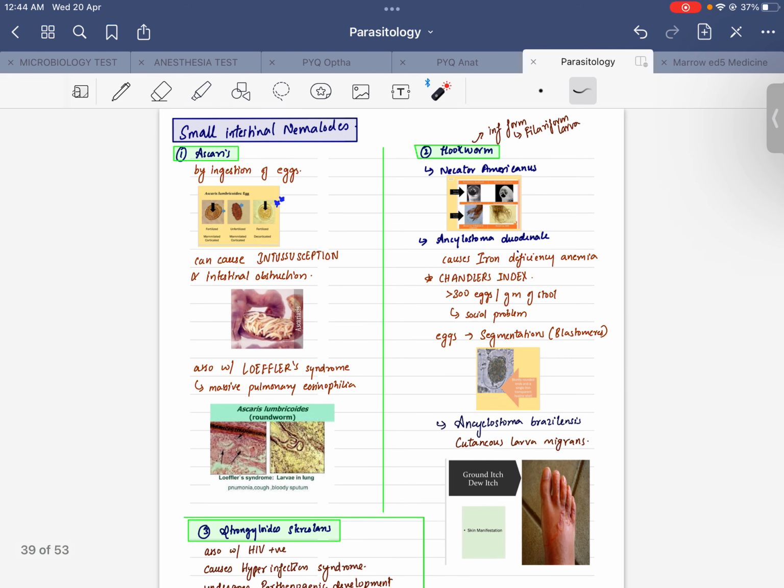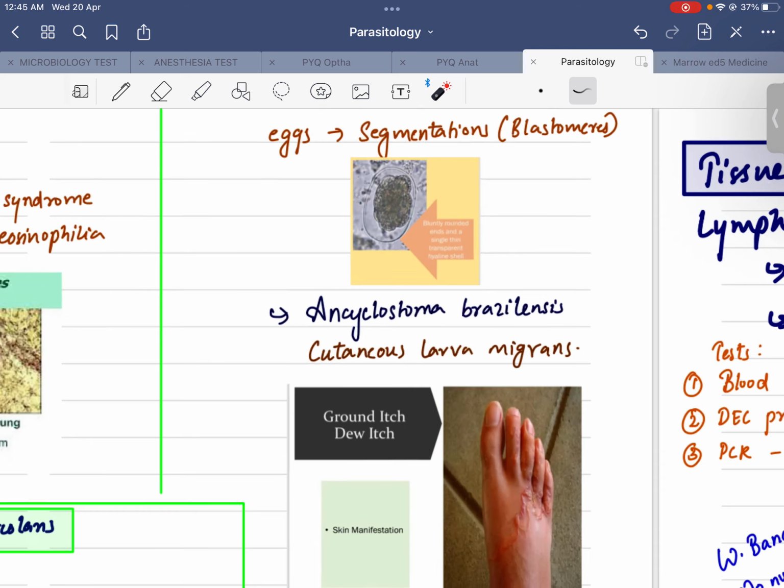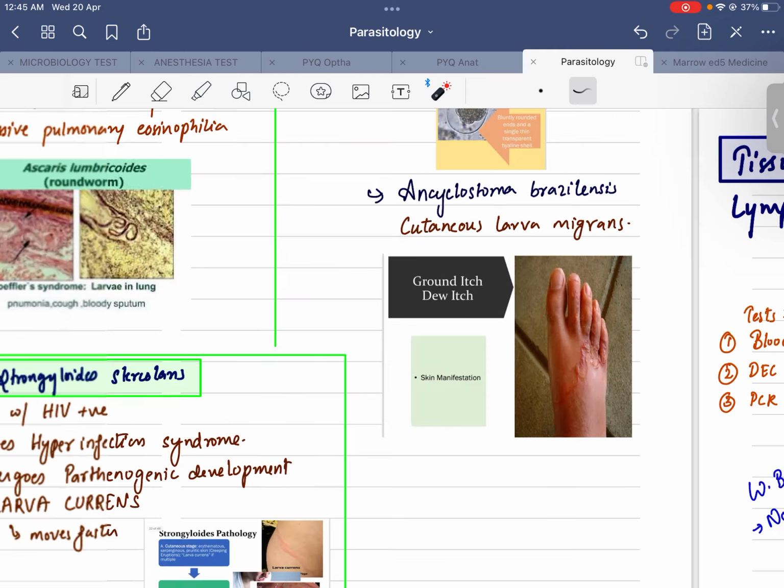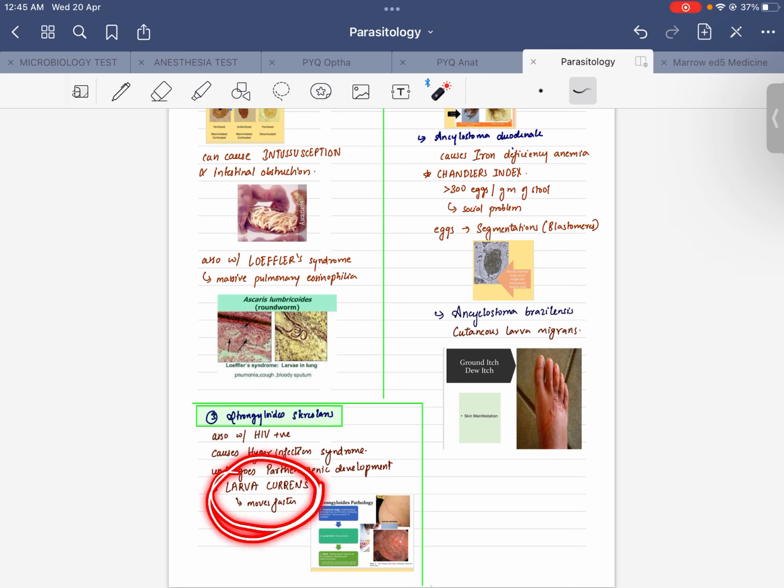Now hookworm, you have 3 hookworms you need to remember: Necator americanus, Ancylostoma duodenale, and Ancylostoma braziliense. Ancylostoma braziliense causes larva migrans. Okay, so this also you can see the larva under the skin, but it will move slower than the Strongyloides. Strongyloides is called larva currens, it moves fast.